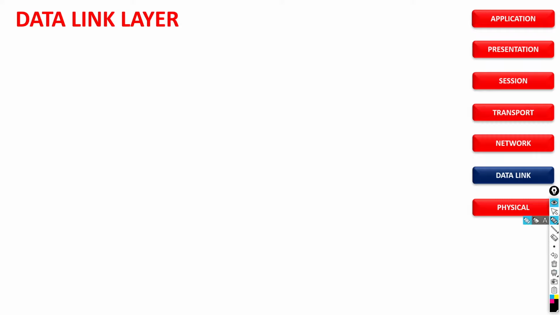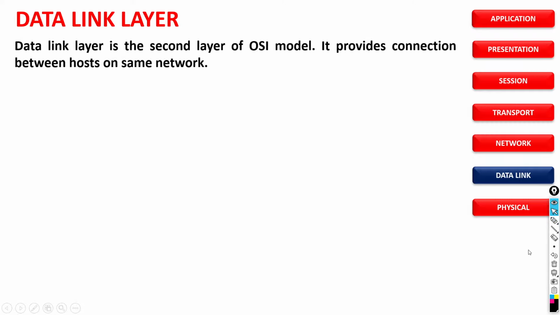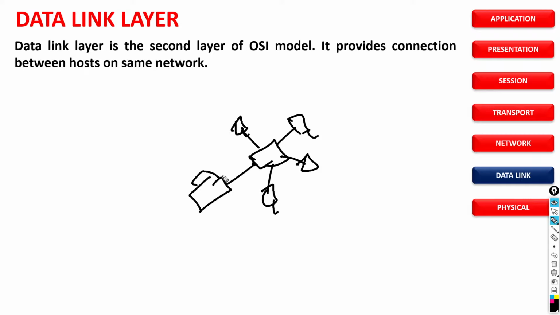Next, let's discuss the data link layer. The data link layer is the second layer of the OSI model. It provides connections between hosts on the same network. Hosts in the same network means there is a switch, and all the devices are connected to each other, either a PC or a printer, whatever it is. So the data link layer provides connection between hosts on the same network.